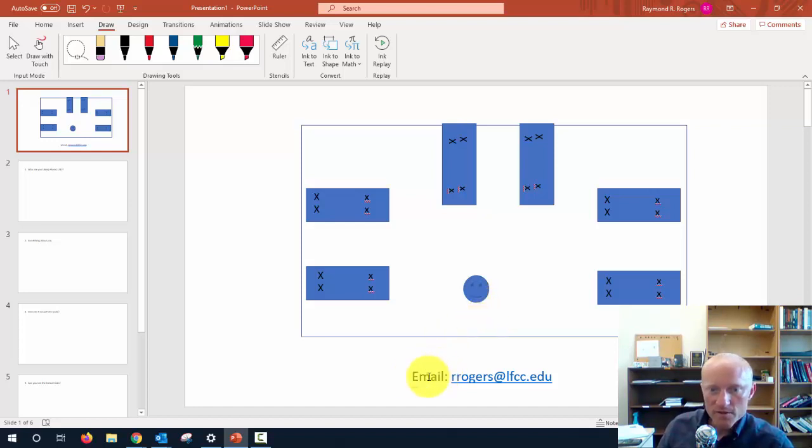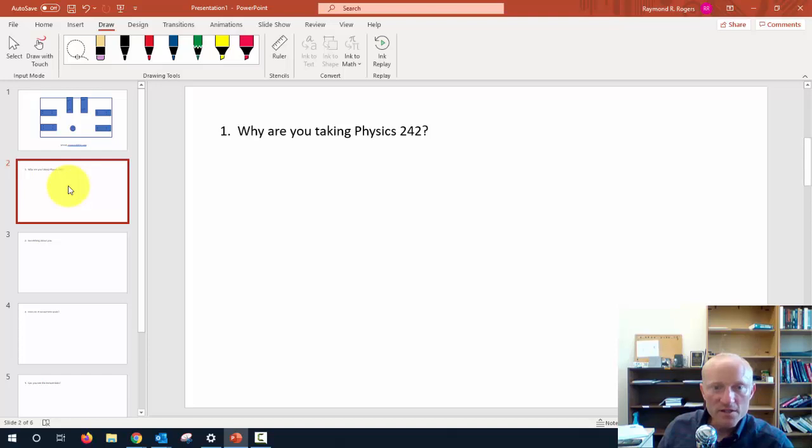So let's go ahead and talk about the syllabus quiz. Very first thing I want you to do is shoot me an email. That's my email address right there. I want several things in this email. First of all, why are you taking Physics 242? I know most of you it's before engineering, but I always like to keep a poll. There are some other things that I will ask you in this, but that's the first little nugget.